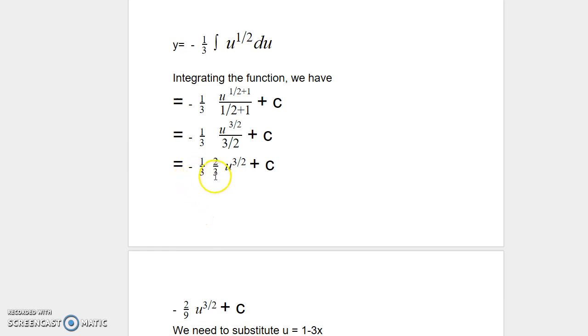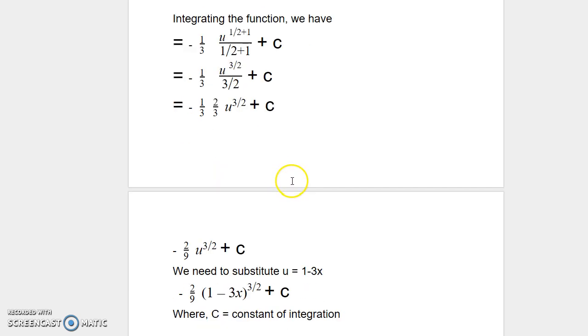Minus 1 over 3 times, we have 3 over 2 in the denominator. When we bring it to the side of the equation, it converts to 2 over 3 times u to the power of 3 over 2 plus c. So we'll simplify it some more. Minus 1 over 3 times 2 over 3, we can multiply the numerators, multiply the denominators, and we have minus 2 over 9 u to the power of 3 over 2 plus c.